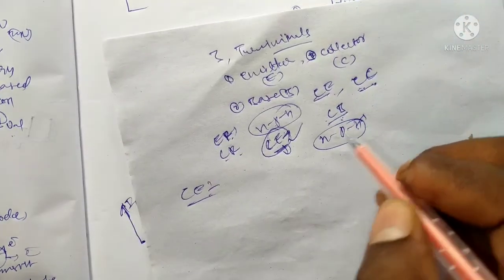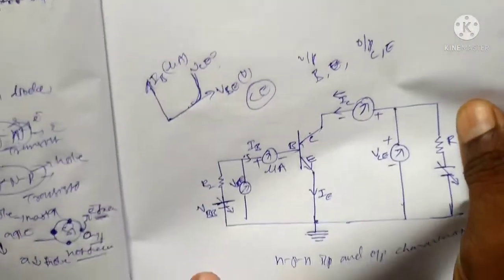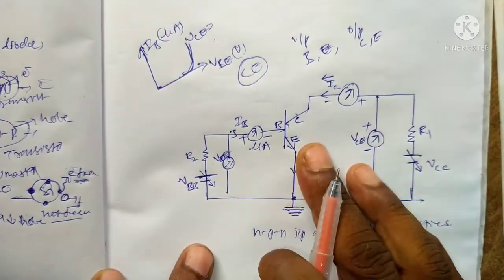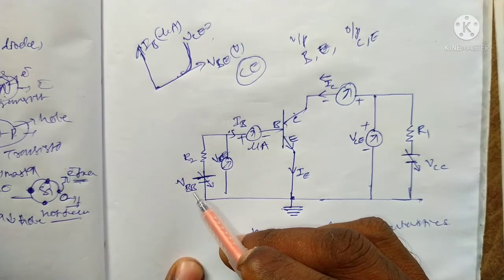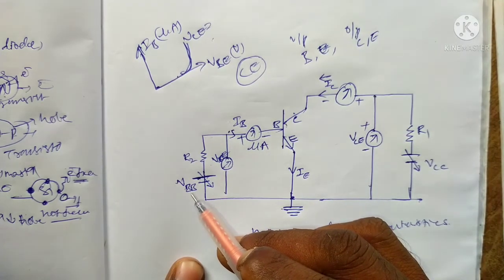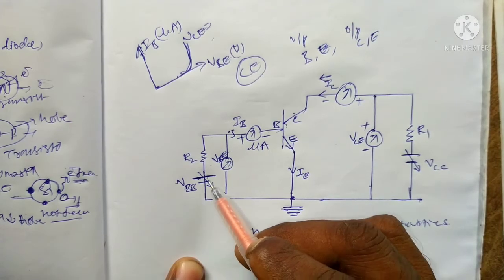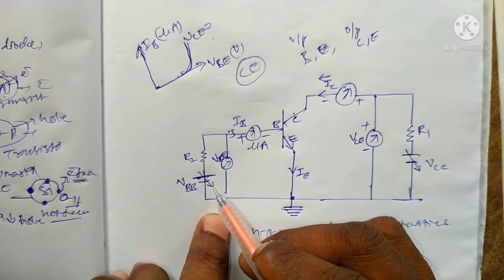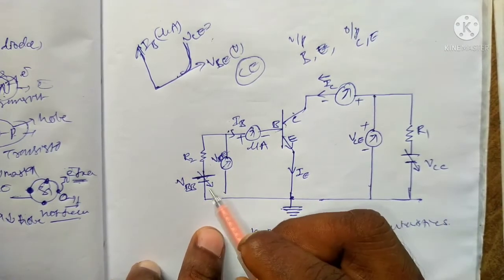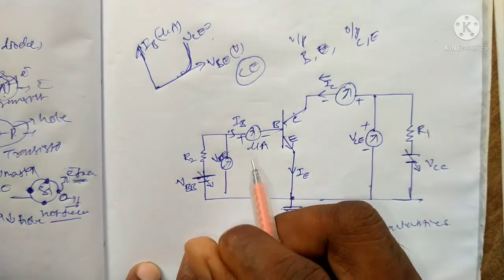Okay, now we can discuss the CE configuration. This is the circuit diagram of the CE configuration. VBB means the voltage developed at the base. It is a variable voltage supply, and the variation is there, like this.